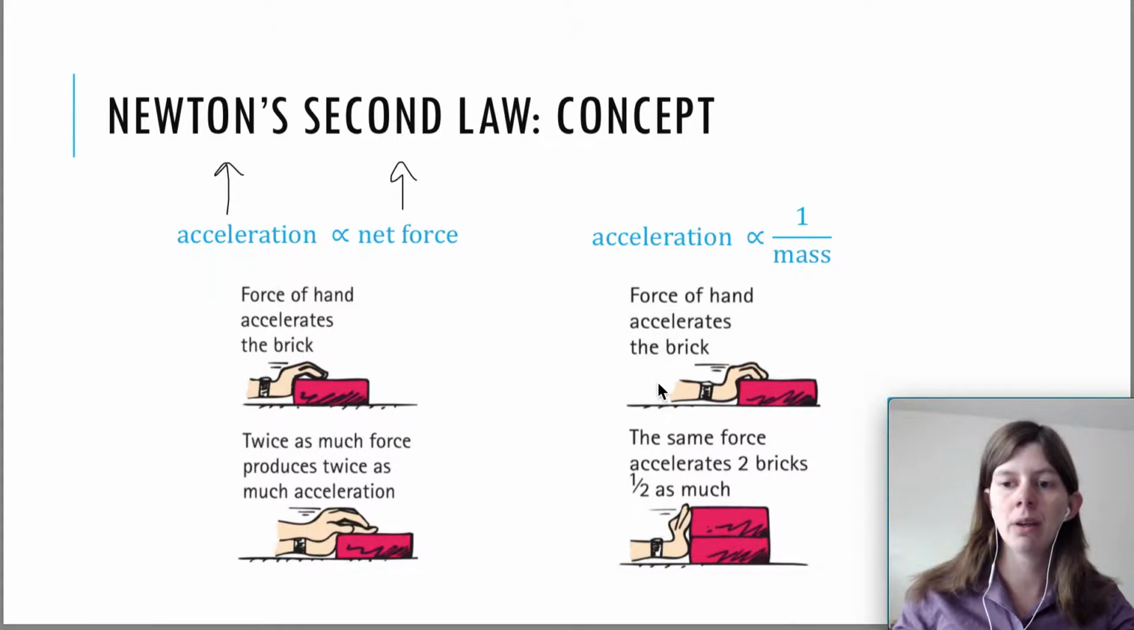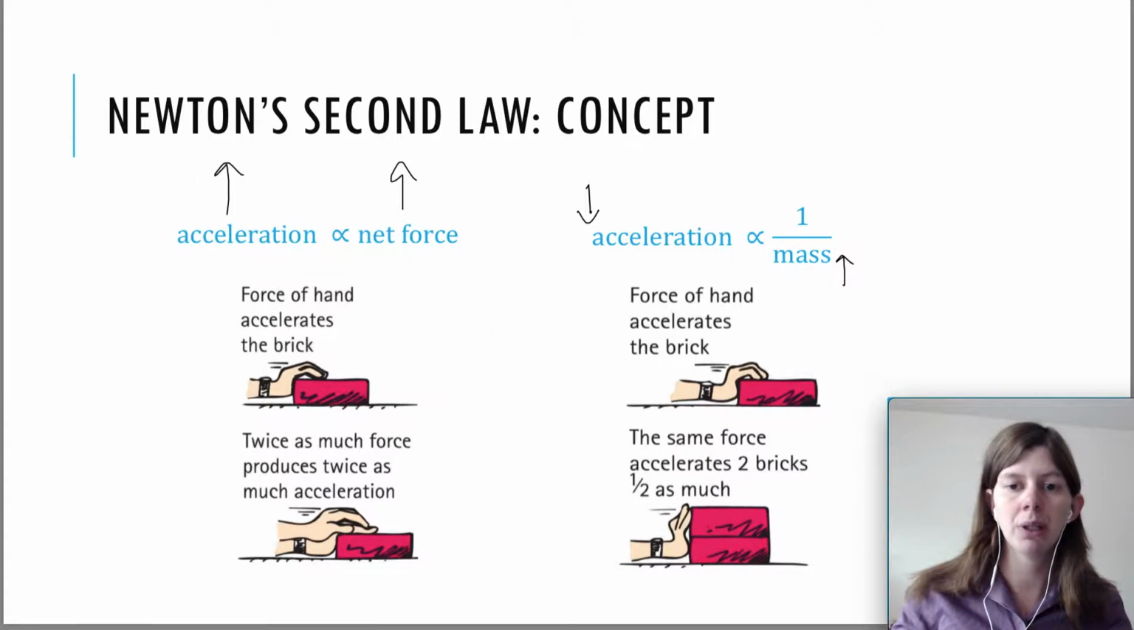On the other side, you're pushing a brick, but if you apply the same force to twice as many bricks, then it's going to accelerate half as much. It's going to be harder to move these bricks when there are more of them. So the acceleration is inversely proportional to the mass. That means as you increase mass, the acceleration decreases. You see that mass is on the bottom here, in the denominator.